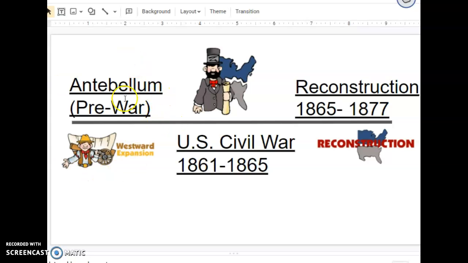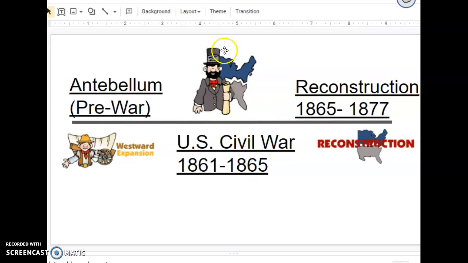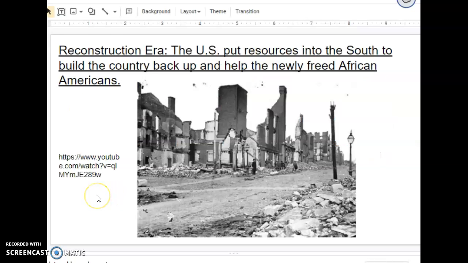And they made a bunch of compromises over slavery, and that didn't work because eventually, the country broke in half. The South seceded into the U.S. Civil War, which lasted from 1861 to 1865. The North and Lincoln were successful in keeping the country together, and then we start the period in U.S. history of Reconstruction from 1865 to 1877, putting back together the country. So you want to write this definition down.